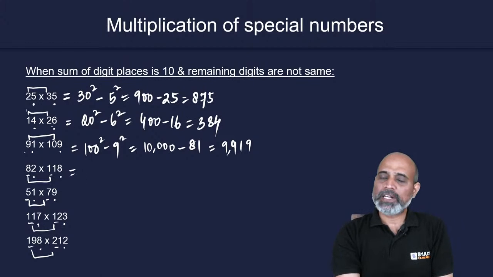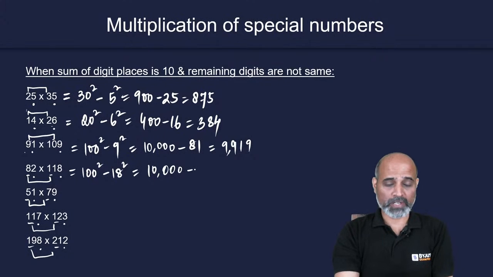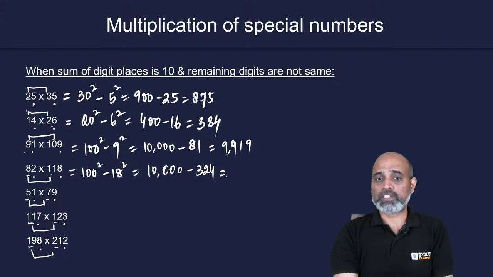Next is 82 into 118. Now 82 into 118 का average midpoint क्या होगा? Right? 100. How far is it? 18. So 18 ka square. Now it will all come down to, do you know what is 18 ka square? So 18 square is 324. So 10,000 minus 324 is 9,676.